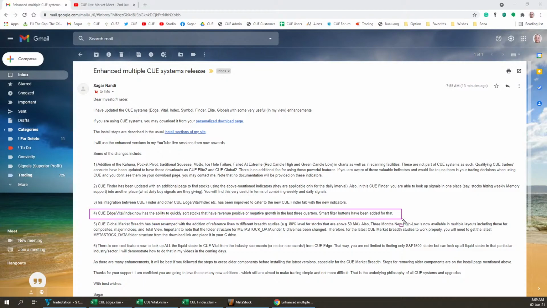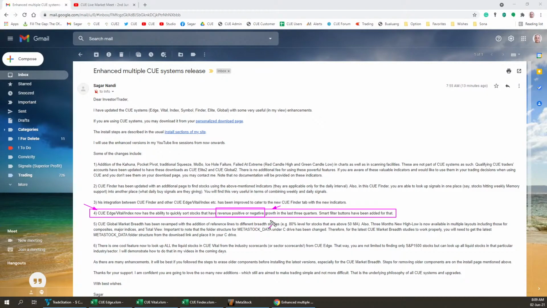There was a request from one gentleman to be able to sort stocks in Edge Vital Index not only based on growth but based on revenue. He of course asked for positive revenue. Most of us are trading more on the long side, to look for stocks having revenue growth, not only earnings growth.